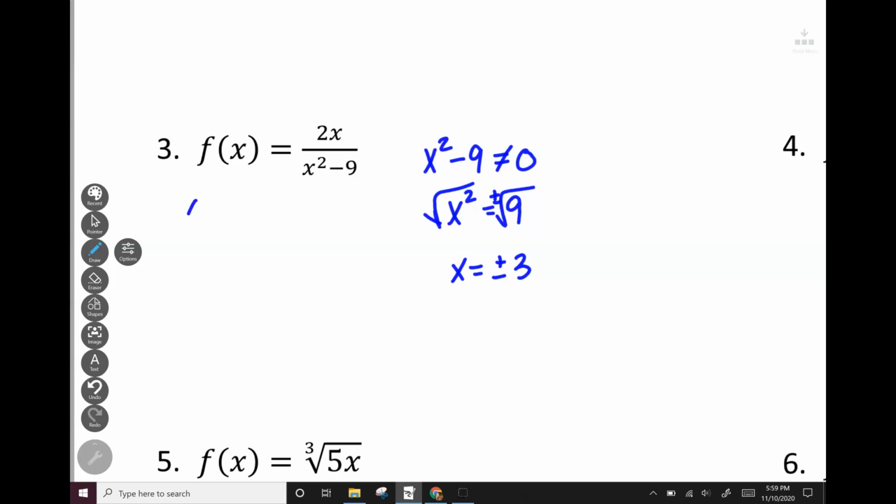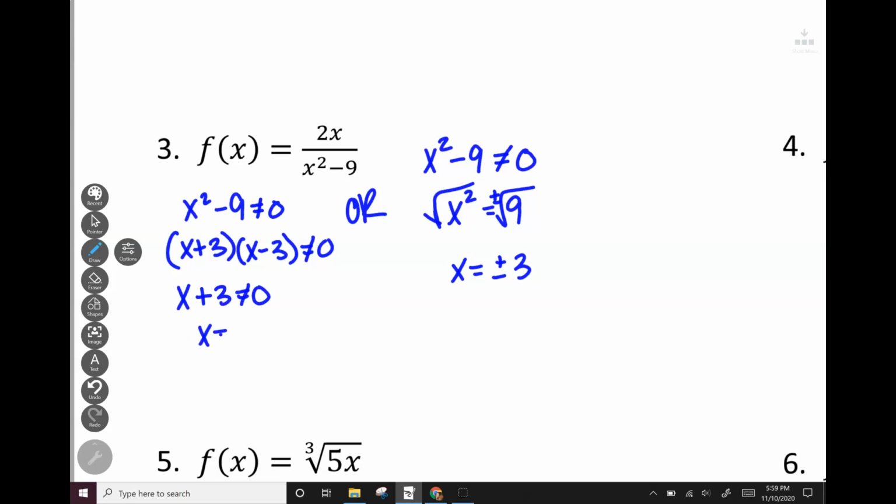So that would be x squared minus 9 cannot equal 0. x plus 3 times x minus 3 cannot equal 0. I'm going to put an or here, so you can do it either way. And so x plus 3 cannot equal 0, which means x cannot equal negative 3. x minus 3 cannot equal 0, so x cannot equal 3. So either way, you get positive and negative 3. And those are the only two things that you need to exclude from your domain.